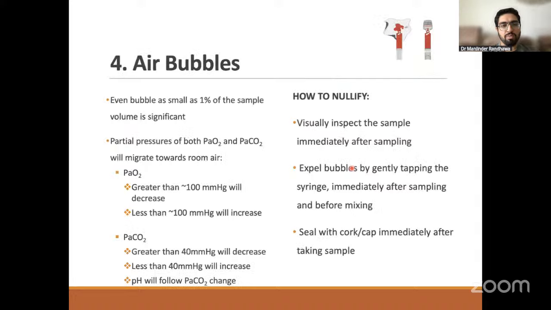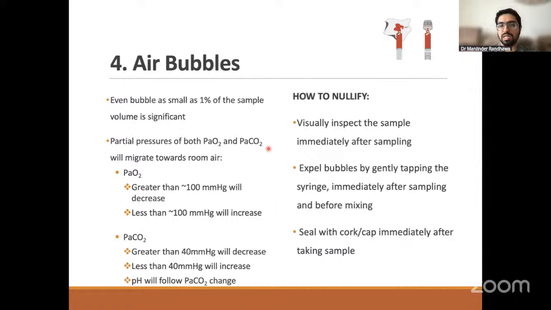Then another very common problem is the presence of air bubbles in the sample. Even very small bubbles, as much as 1% of the total sample volume, can cause alteration in your blood gas values. What will happen is everything will migrate towards room air. If PaO2 is greater than 100, it will come down. If it is less than 100, it will go up. Same with CO2, it will all come towards 40. And the pH will change according to your CO2 changes.